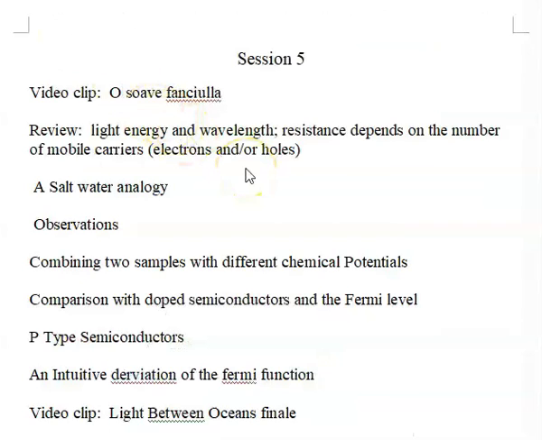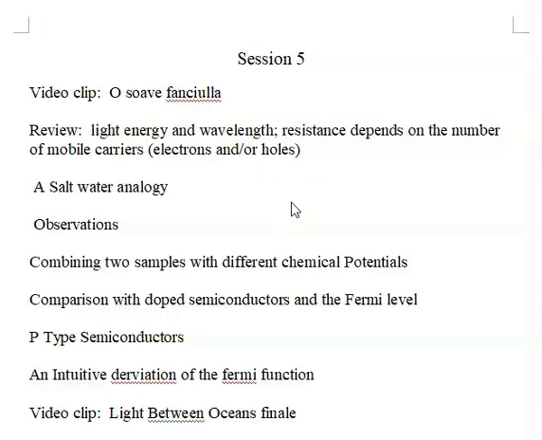These are the topics that we'll be covering today. First, a review, light energy and wavelength, and then we're going to talk a little bit about resistance and Ohm's law, partially a review and partially new materials. And then we get into the formal part of the session, and the formal part of the course really. We're going to be looking at how we change the number of mobile carriers in a semiconductor material.